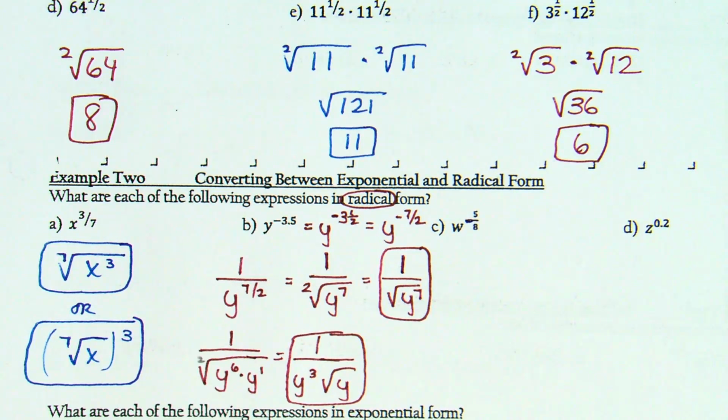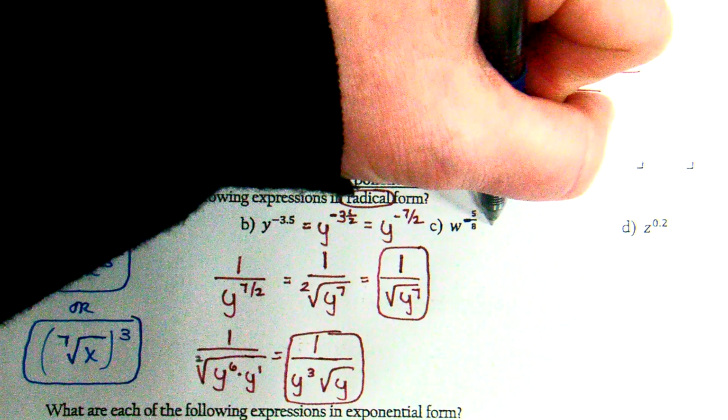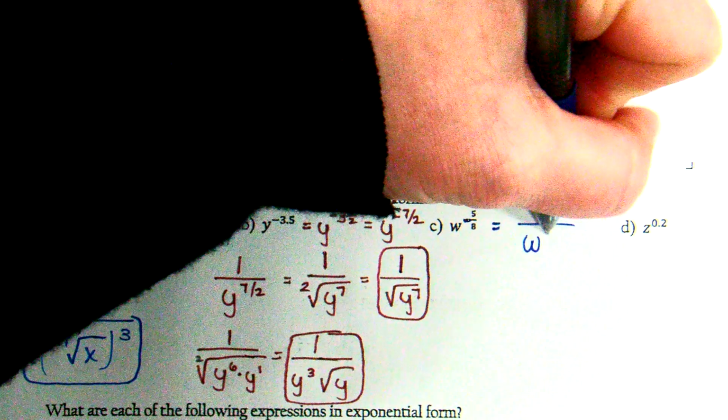Okay. What are you thinking here? One over the fifth root of w. Okay, so to get rid of that negative exponent, we have to take it to the denominator. So if I write it without the negative exponent, it's 1 over the exact same thing. So 1 over w to the 5/8.